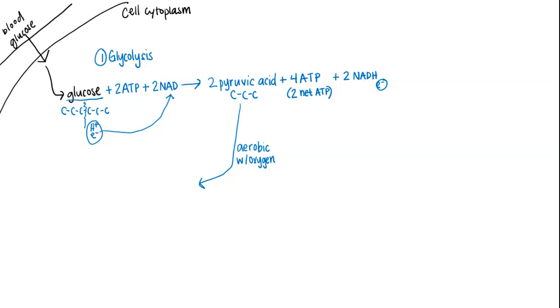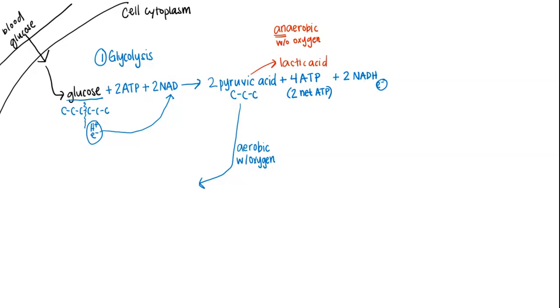Now, a slightly different process takes place if there's no oxygen present. I'm going to go ahead and draw this in this color. So now let's look at what happens if we are dealing with anaerobic respiration. So the an means no, so this is without oxygen. So without oxygen, the pyruvic acid is actually going to turn into another molecule called lactic acid.